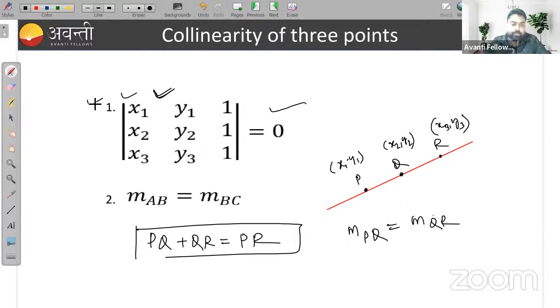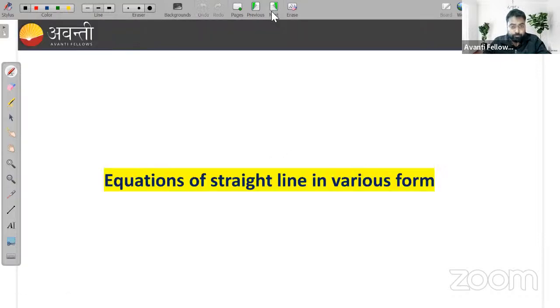Clear to everyone? So this is the way to check the collinearity of 3 points. I hope this is clear to everyone. Let's move to the next thing. Now we'll see equations of straight line in various forms. There are basically 6 to 7 forms. We'll learn all these forms.